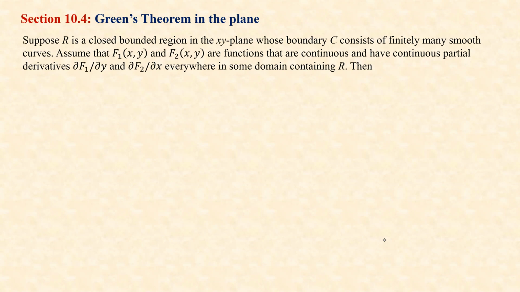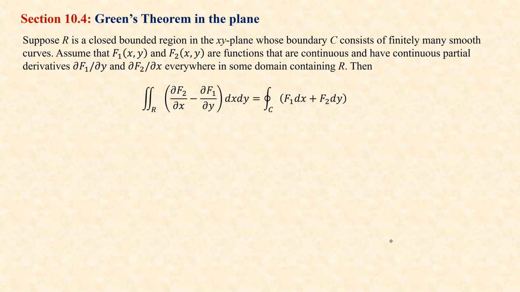The assumption is that R is a closed bounded region in the XY plane whose boundary C consists of finitely many smooth curves. Assume that F1, a function of X and Y, and F2, a function of X and Y, are continuous and have continuous partial derivatives: the derivative of F1 with respect to Y, and the derivative of F2 with respect to X. So these derivatives are continuous everywhere in some domain containing R. Then we have this formula as Green's theorem.